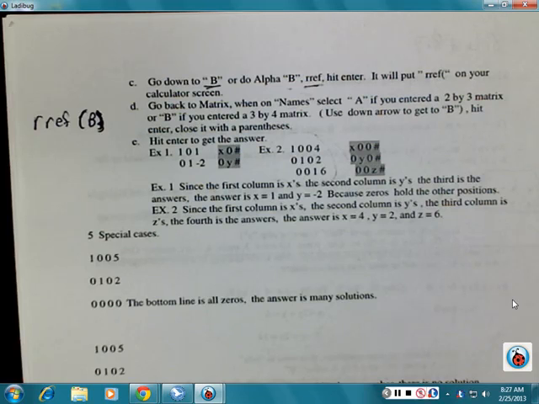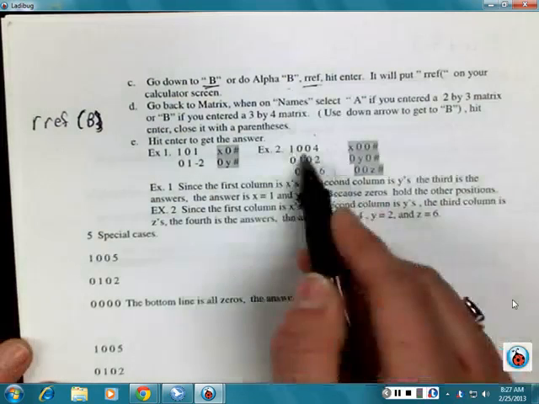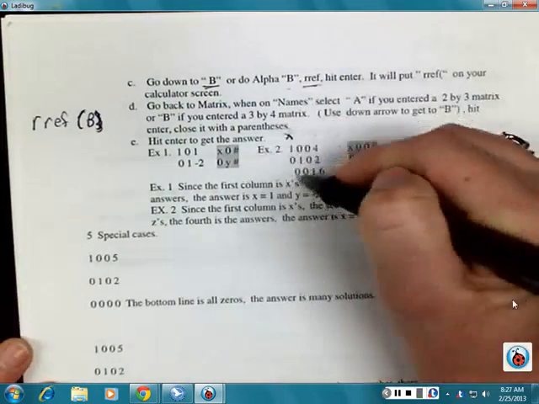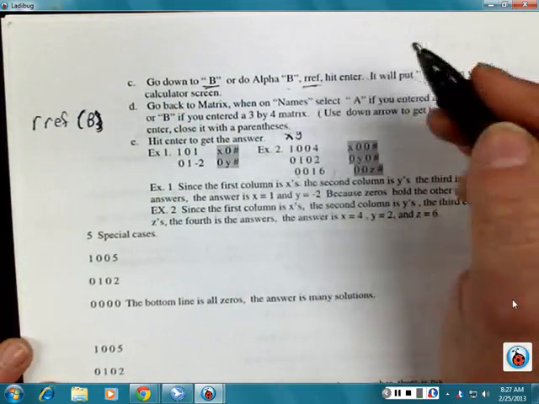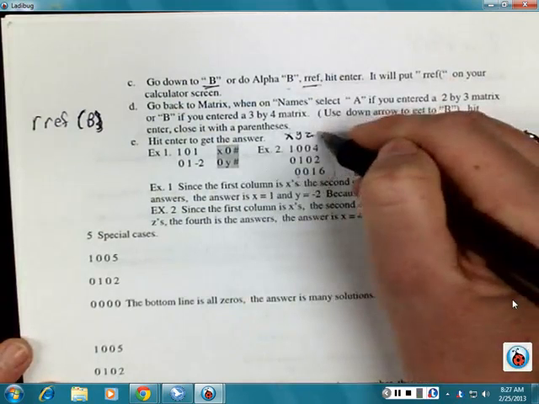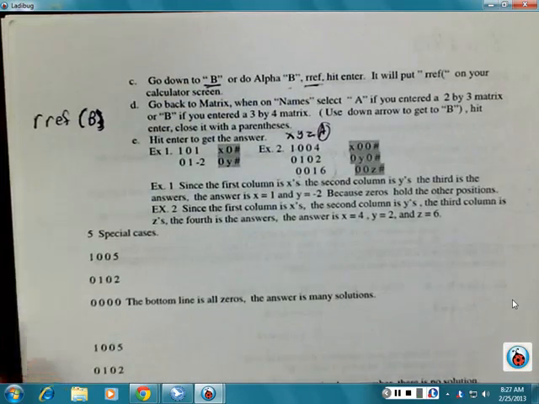Okay, now what does this tell me when I'm working with this problem? Remember, we put these in columns. The first column was X, the second column was Y, the third column was Z, and the fourth column was the answer. Okay? Yes? You're not there? Okay. Let me go take care of you.